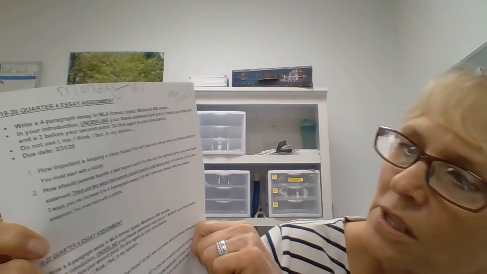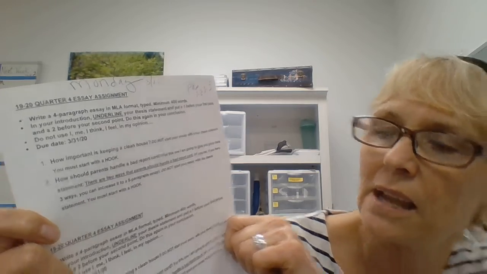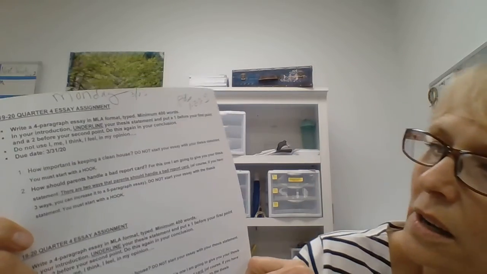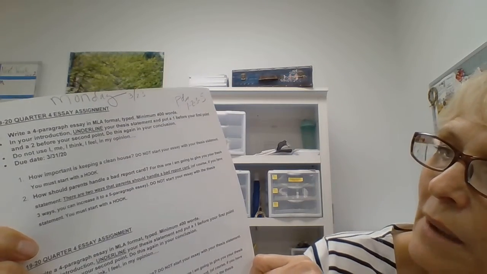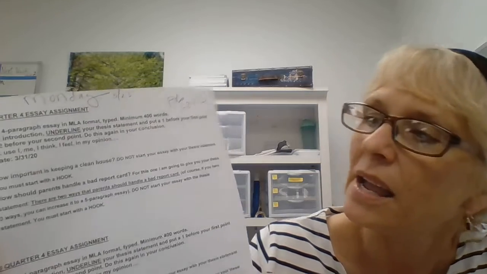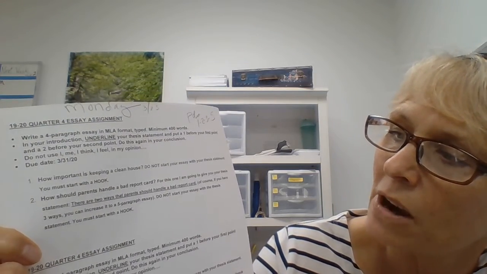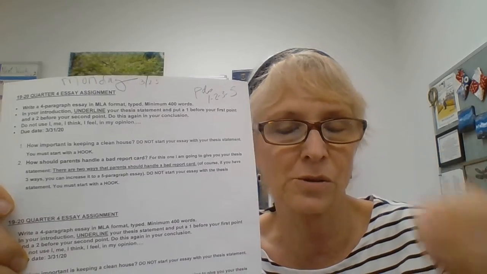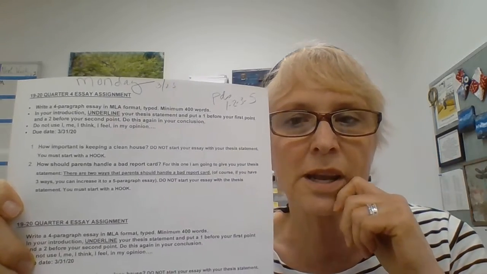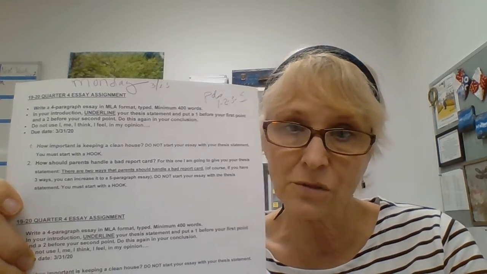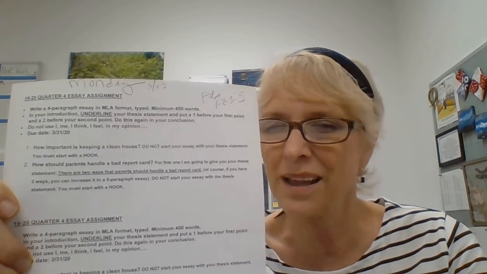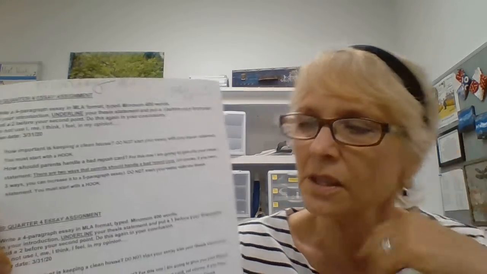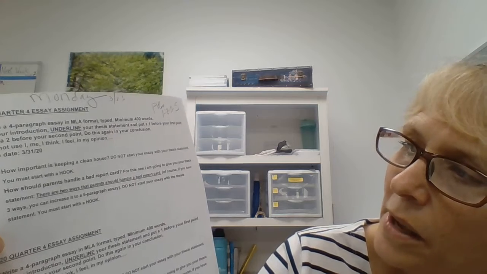And your other option is, how should parents handle a bad report card? So this time, I'm going to give you your thesis statement. It's going to be, there are 2 ways that parents should handle a bad report card. All right, so that lets the reader know that that's what you're talking about, and you're going to give 2 reasons for it. But you can't have that as your first sentence. You need to have a hook in there. And again, I think you should have no problem finding a hook for this topic.